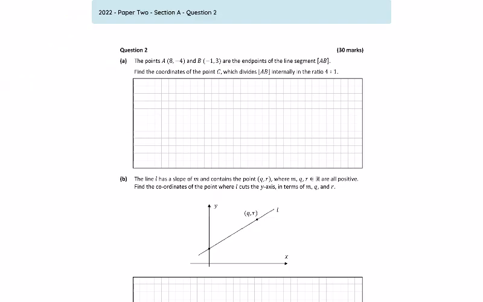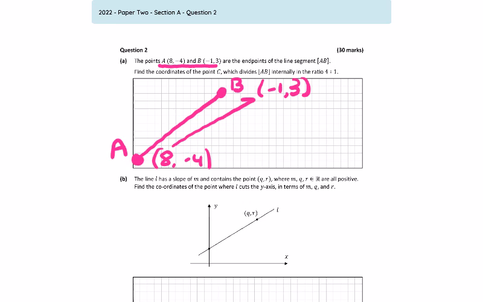In 2022, we're given A and B being the end points of the line segment AB. So I'm just going to sketch it. AB, we've seen a question like this already. We were given one of the internal points. We were looking for the end point. So AB, we have A at 8, minus 4 and B at minus 1, 3.